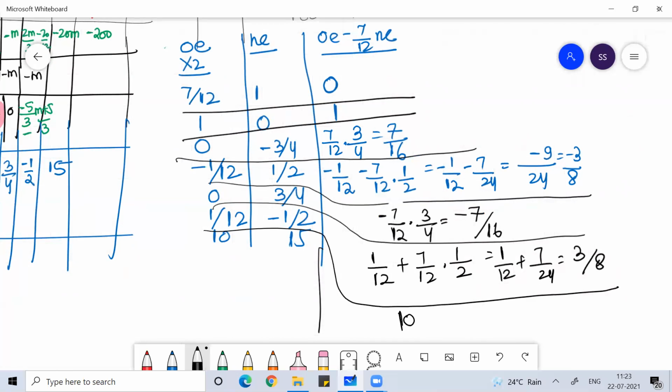Then 10 minus 7 by 12 into 15. 10 minus 35 by 4 is equal to 5 by 4.